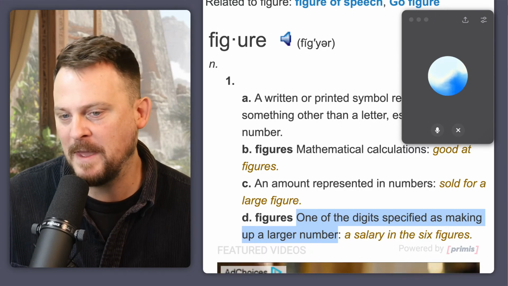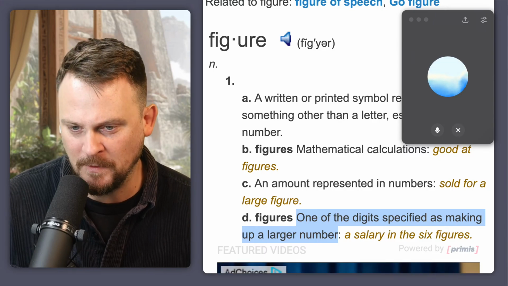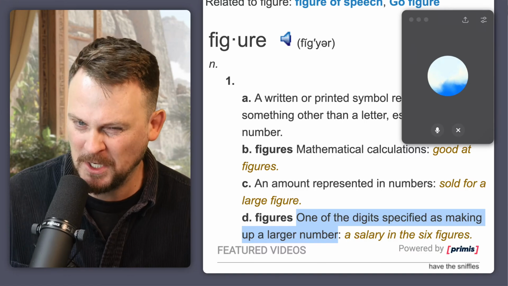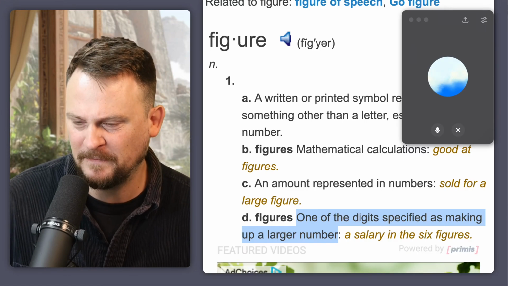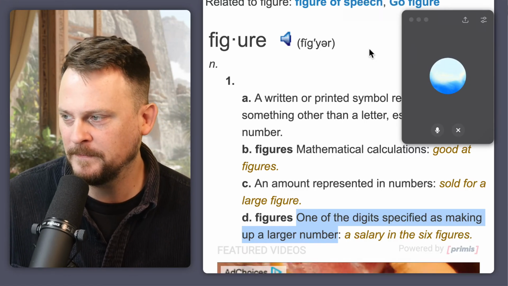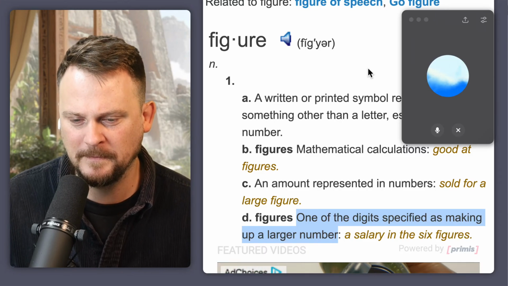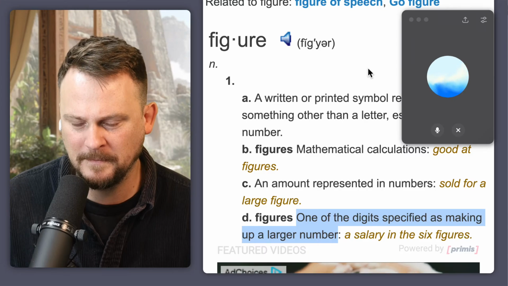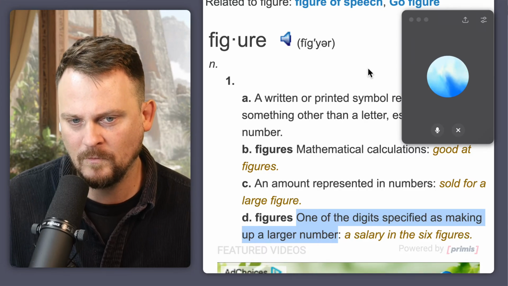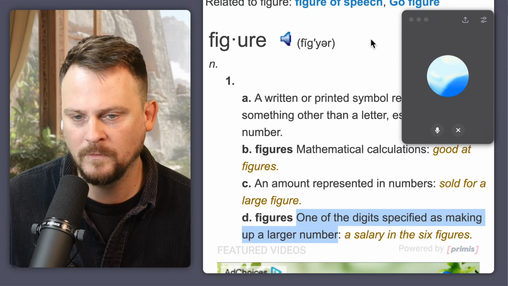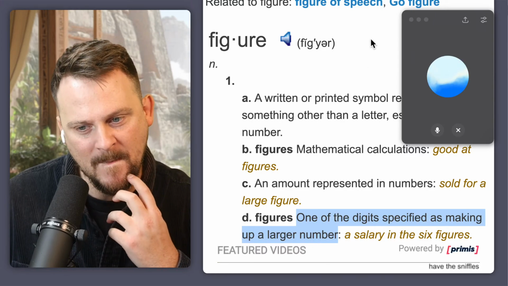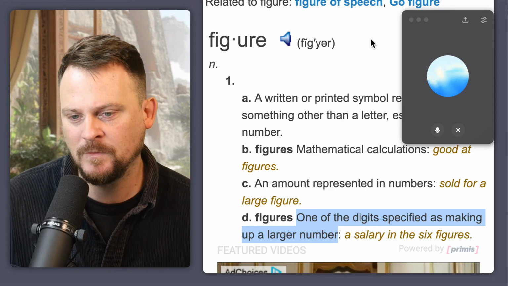Okay, that makes sense. But the example's a little weird, right? A salary in the 6 figures? Why is it the 6 figures? That's a little weird, right? It does sound a bit unusual, but the phrase, a salary in the 6 figures, is just a way to emphasize that the salary falls somewhere within the range of $100,000 to $999,999. It's a common expression.